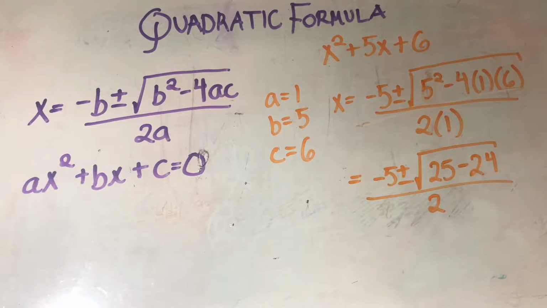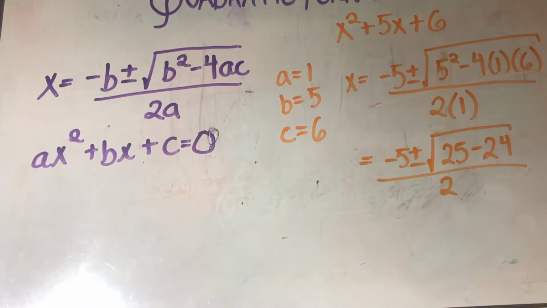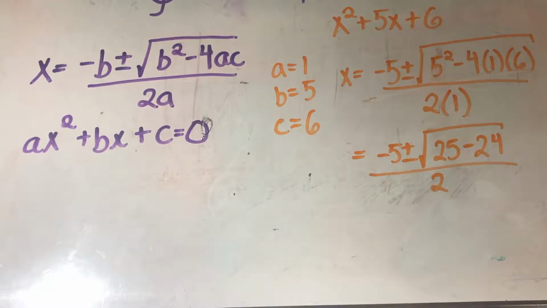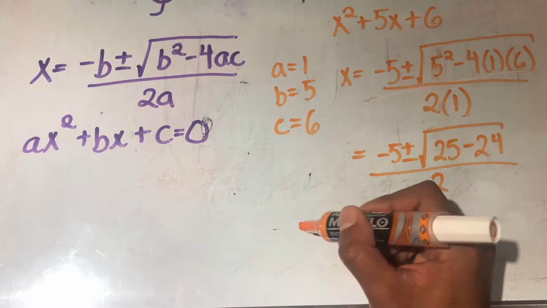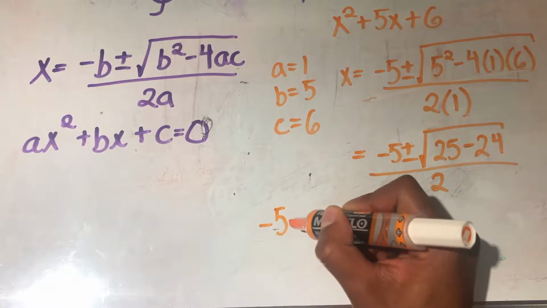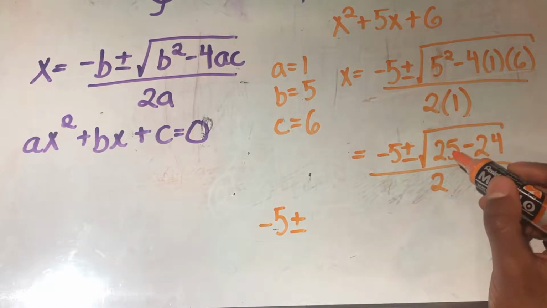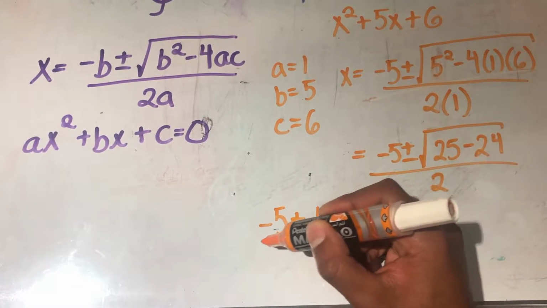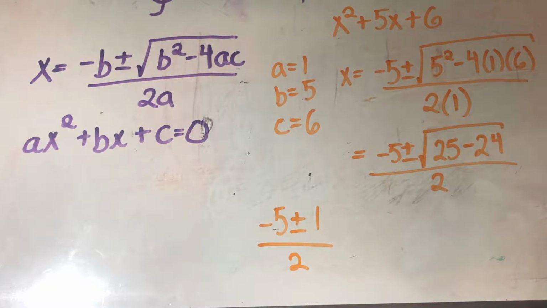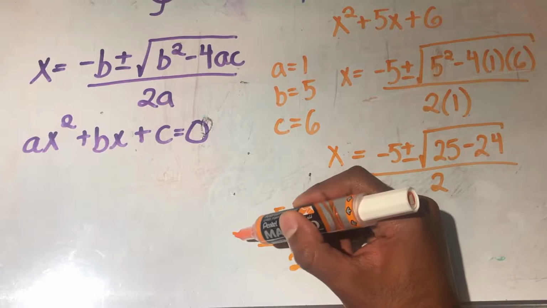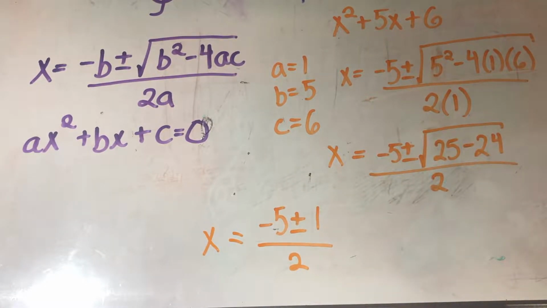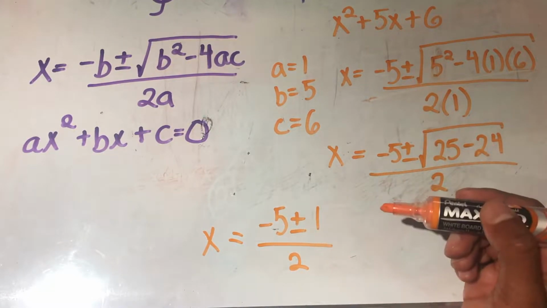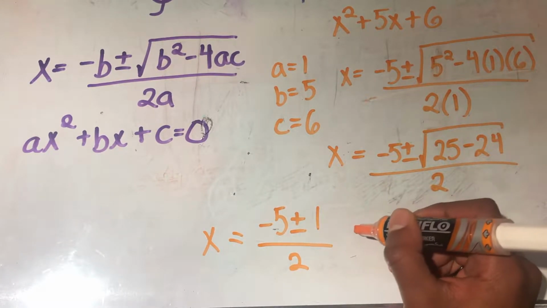Simplifying this further, we get minus 5 plus or minus the square root of 25 minus 24, which is just 1, and the square root of 1 is just 1. And all this is over 2. So we have 2 solutions. The plus or minus indicates that there are 2 solutions for the quadratic equation.